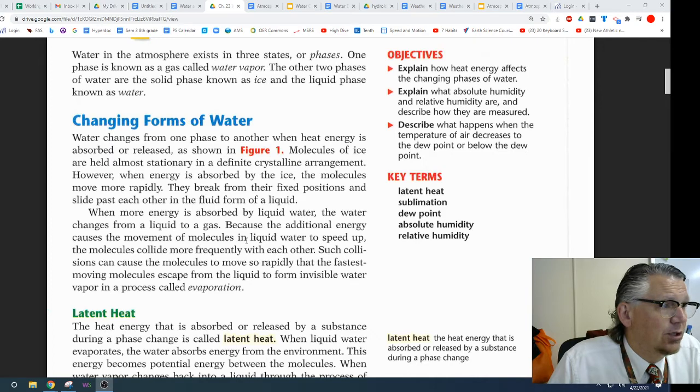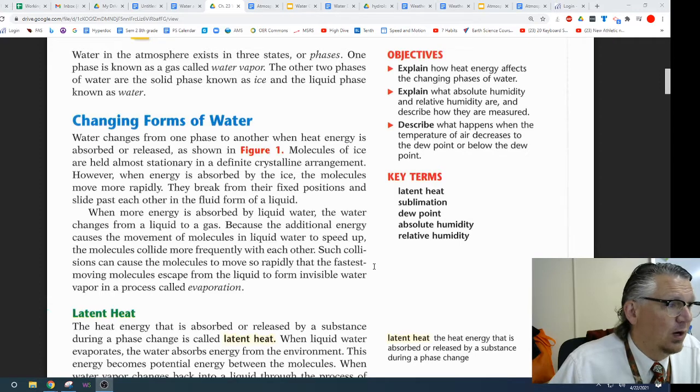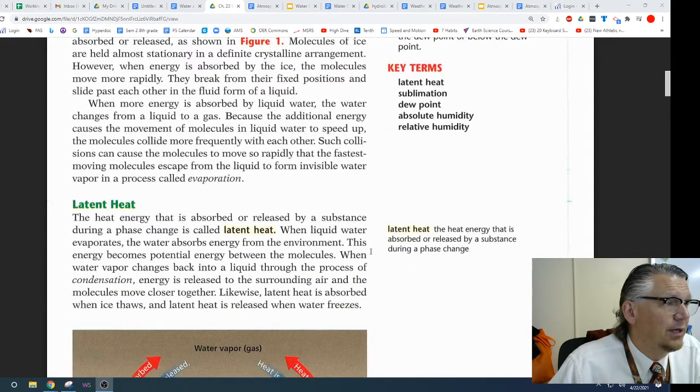Because the additional energy causes the movement of molecules in the liquid water to speed up, the molecules collide more frequently with each other. Such collisions can cause the molecules to move so rapidly that the fastest molecules escape from a liquid form to form visible water vapor in a process called evaporation.